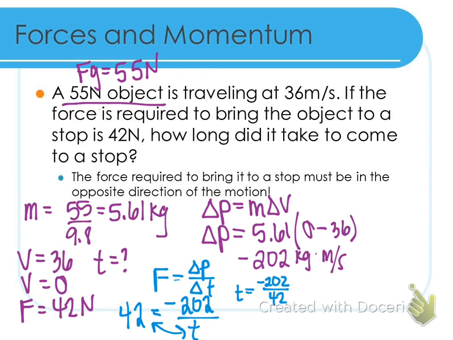I guess we should make a little distinction here. Since our velocity initially was positive, the force required to bring it to a stop should be negative, so I didn't include that originally. We can't ever have a negative time, so that should send up a red flag that something is a little bit wrong. Since our object was initially traveling north, the force required to bring it to a stop is negative 42 newtons. That wasn't included in the original wording of the problem, but it should have been. So that gives us a time equal to 4.81 seconds.